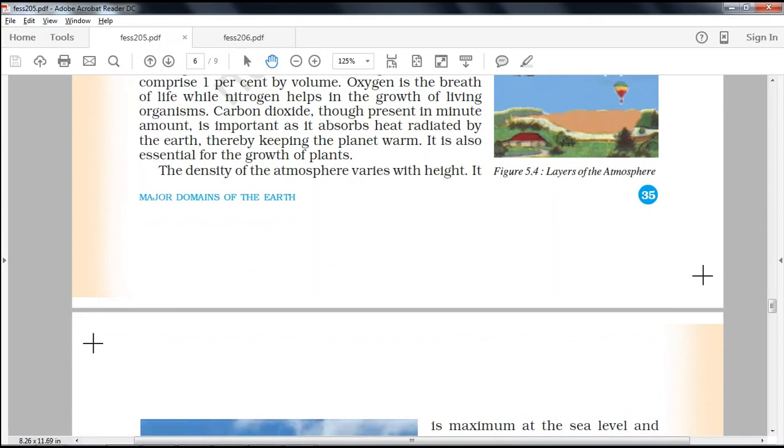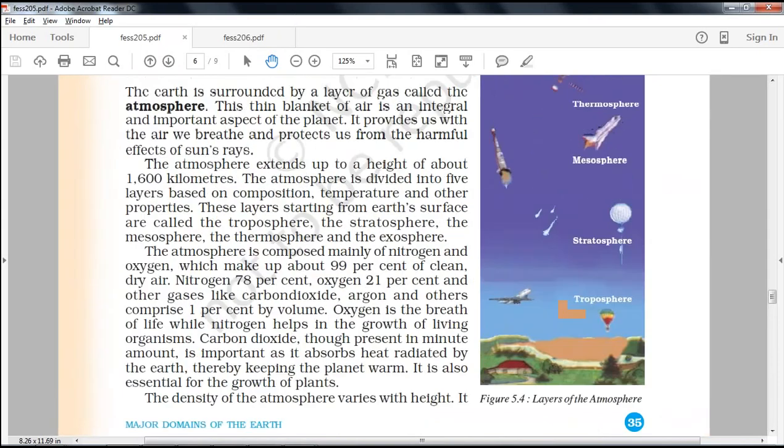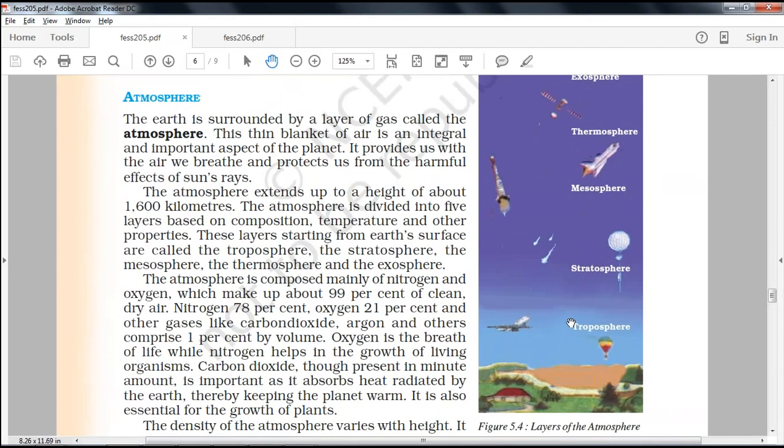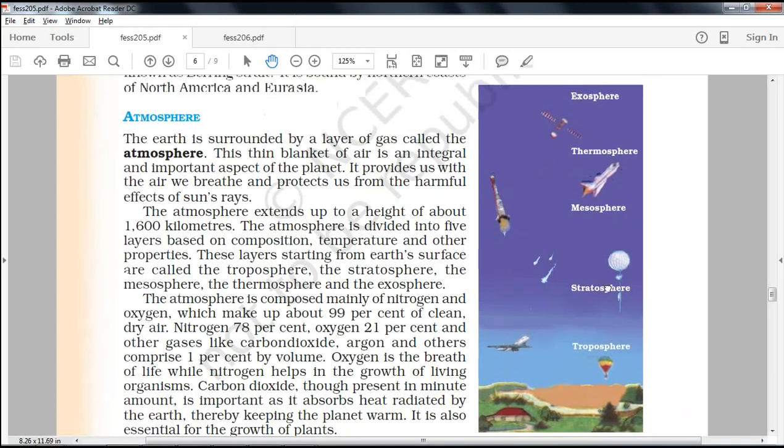And also the density of atmosphere varies with height. Here, the picture is given. So all the 5 layers of the atmosphere are given here. You can see troposphere, where hot air balloons are blown. Then you have aeroplanes also going through. Then you have stratosphere.